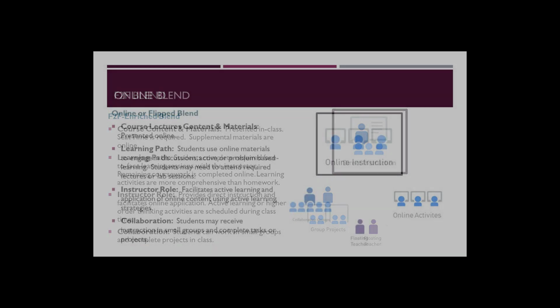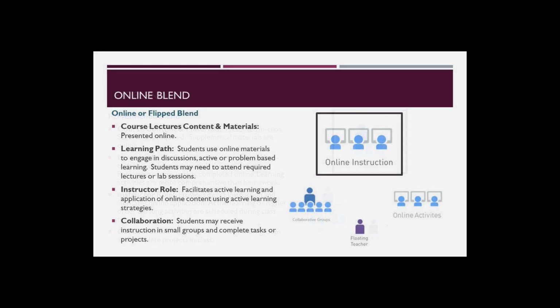Moving to the online or flip model, course lectures, content, and materials, of course, are presented online, and then students use those materials to engage in discussions or active or problem-based learning. They may need to attend required lectures or lab sessions to build their skills. However, the application of the learning is done in the classroom environment.